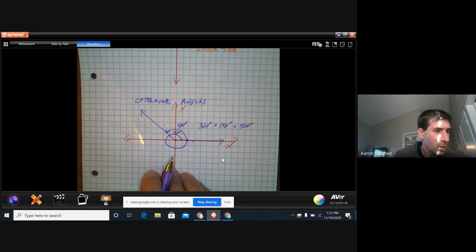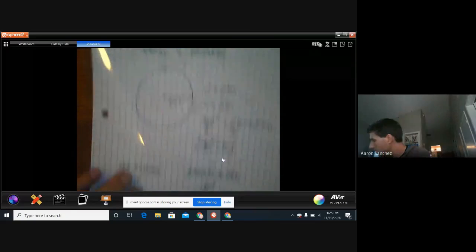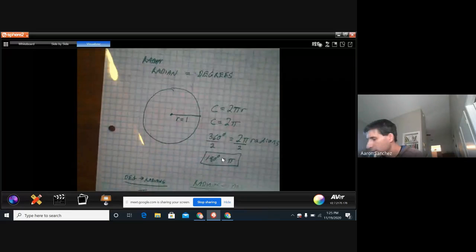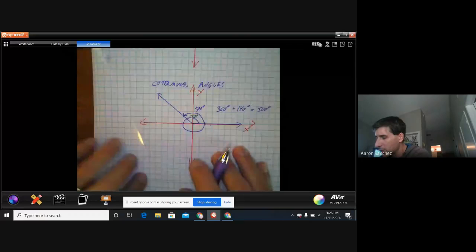what are the coterminal angles of 240 degrees? So let's say here, I'm sorry, can I remove that? I'm going to remove this in 10 seconds unless someone needs it.